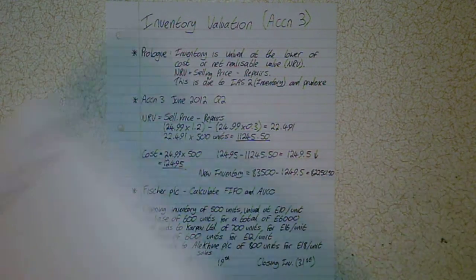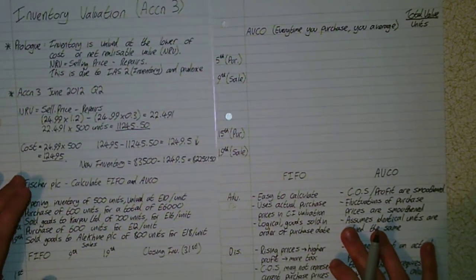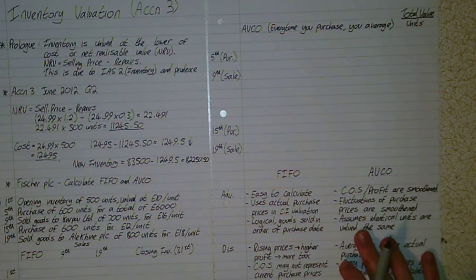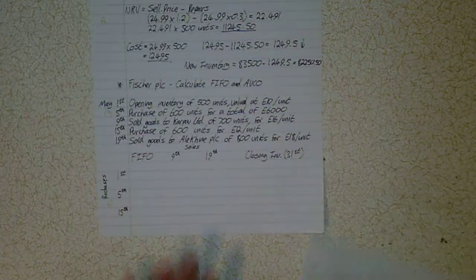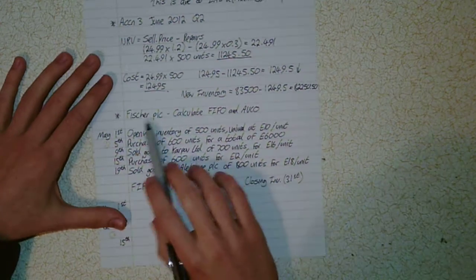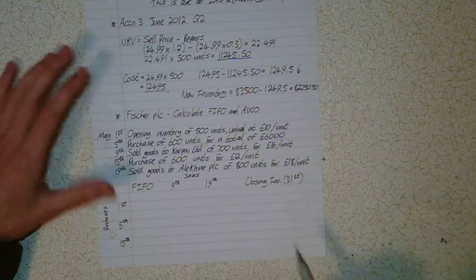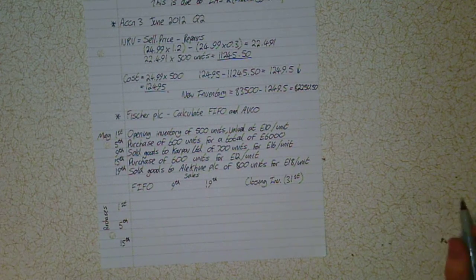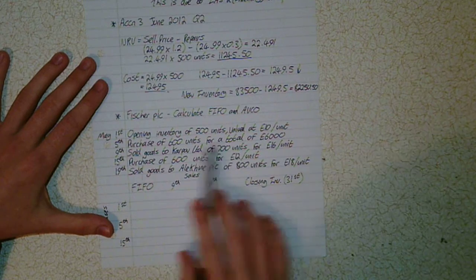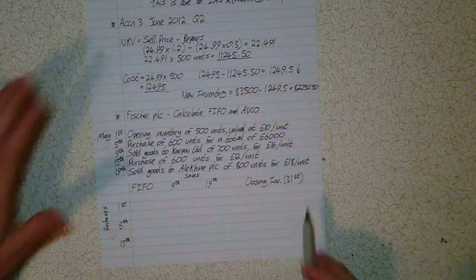So the only other AVCO or FIFO question I could find is one I've done in a previous paper. It's an ACCA paper, if you can dig it out in the playlist. So what I thought I'd do is just write out my own example. Fisher PLC calculate the FIFO and AVCO closing inventories. So we have an opening inventory, we've bought some goods, we've sold some goods, bought some more goods, sold some more goods. Simple as that.